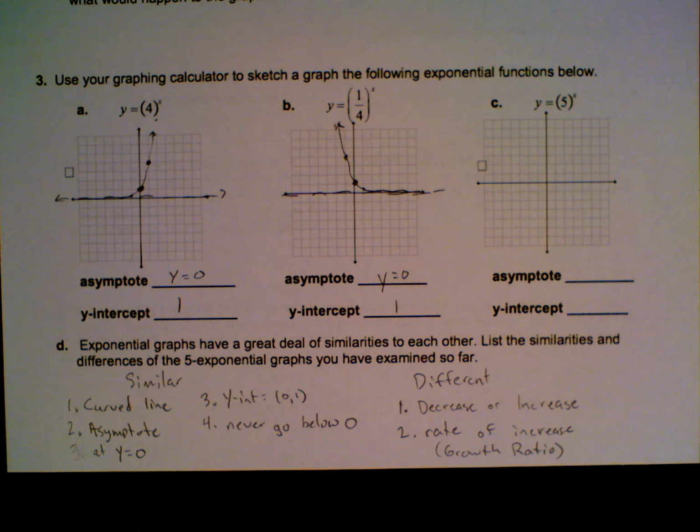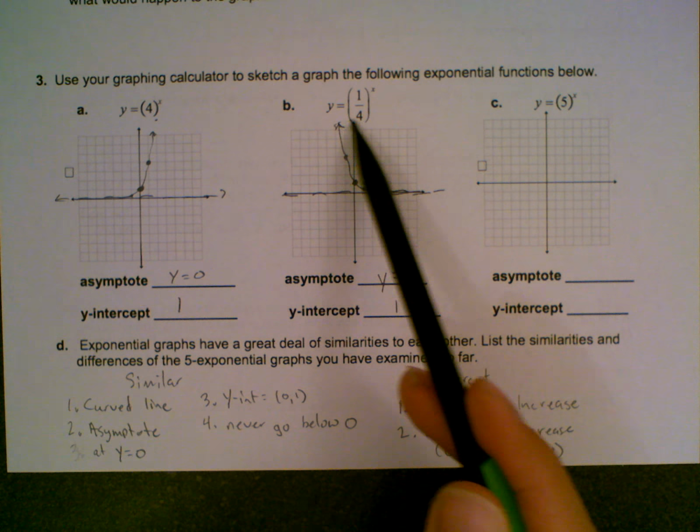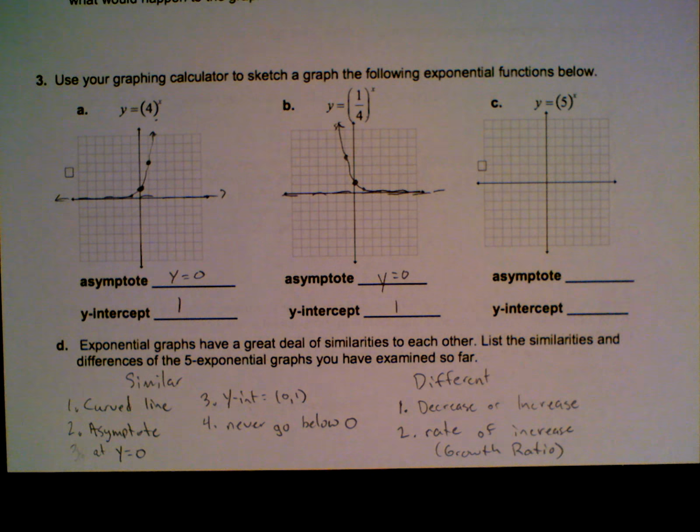All right, a couple of differences I saw is that sometimes it's decreasing, sometimes it's increasing. And the biggest difference is that the rate of increase or the rate of decrease is always different. And we know what the rate is based on our growth ratio. And we know that's what's inside the parentheses, from our previous knowledge of exponential equations.